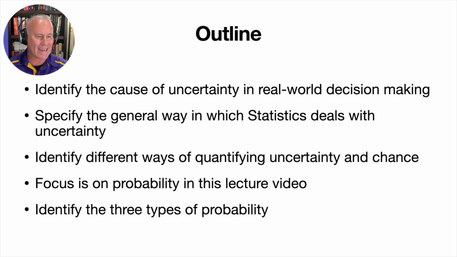We'll start by identifying the cause of uncertainty in real-world decision-making. We'll specify the general way in which statistics deals with that uncertainty. We'll identify different ways of quantifying uncertainty and chance. In this video, our focus will be on probability as a way of quantifying uncertainty and chance.